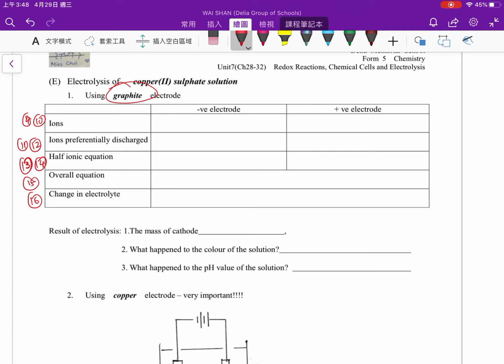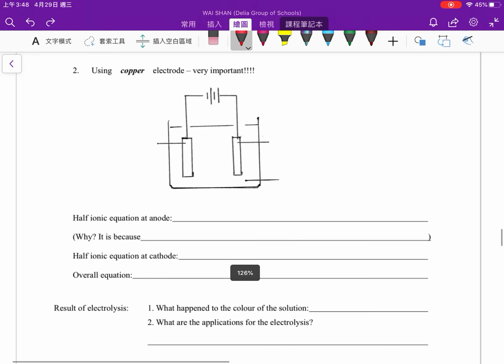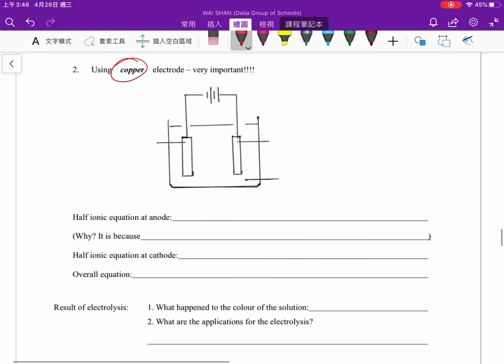This table is using graphite electrode, so it's just a normal case that you have learned. So I'm not going to give you any help. Try to do it by yourself, okay? And then also this one, but this one you have to apply what you have just learned.